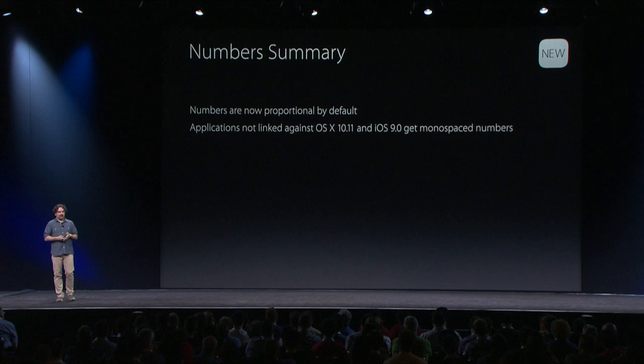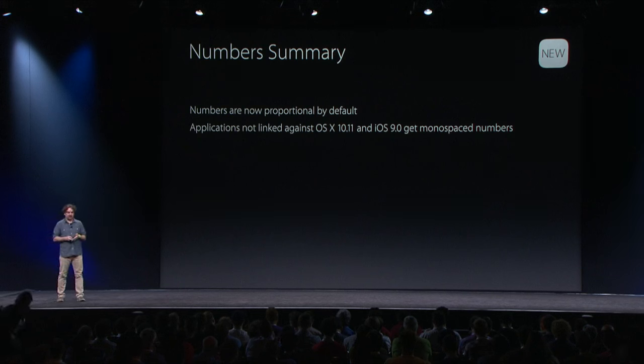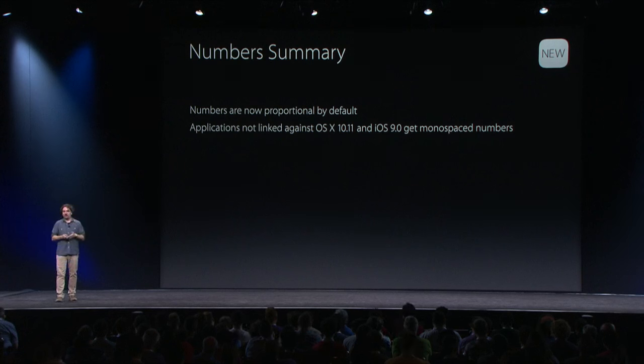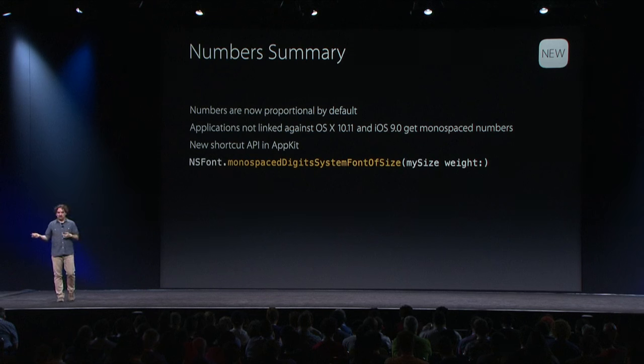If your app is not linked against OS X 10.11 and iOS 9, you still get monospaced numbers by default. The system turns on the monospace feature for you. But if you do recompile, you get proportionals. And there is a new shortcut API available in AppKit that abstracts away the feature code that I was showing you earlier. So it makes it easier for you to adopt this.